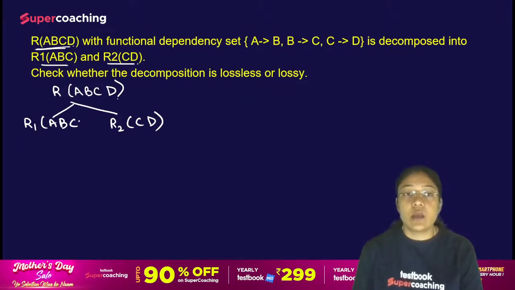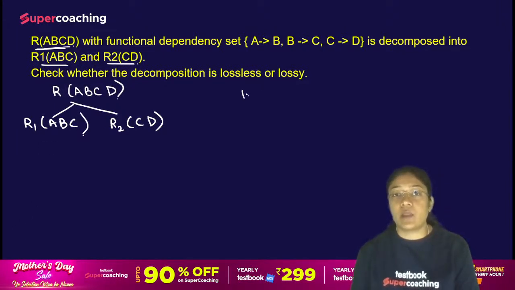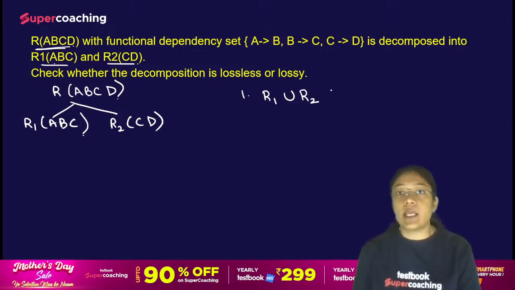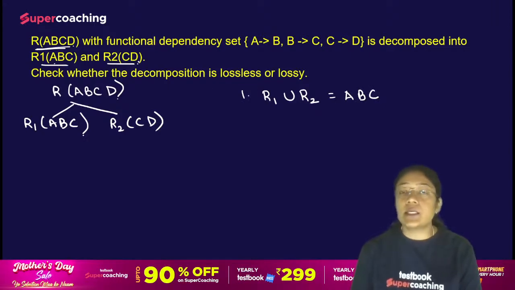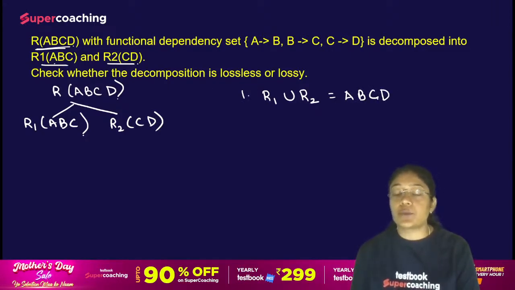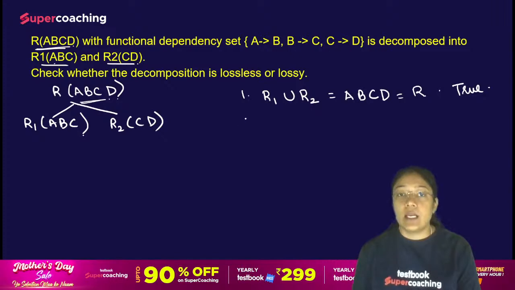What are the steps? The very first step is see if it is covering all the attributes, R1 union R2. R1 के attributes कौन-कौन से A, B, C and R2 के attributes हैं C, D. C is already covered, so this is returning D. Is it containing all the attributes of the relation R? Yes, so it is covering all the attributes of the relation R. So condition 1 is true. Let's move on to the second condition. Is there any common attribute between R1 and R2?